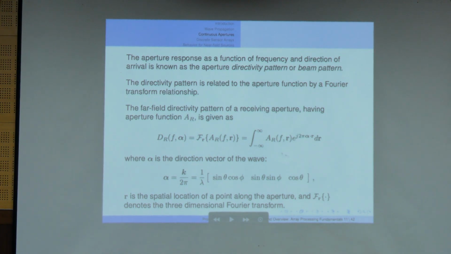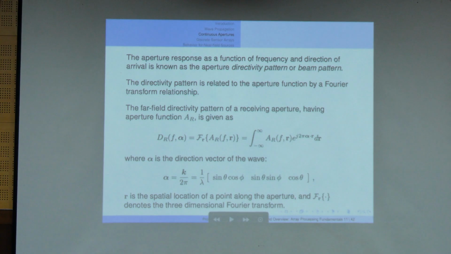Okay? And alpha is normalized: we take the wave number vector and divide it by 2 pi. So it's 1 over lambda, and this is the direction. Okay? So we defined the relation between the aperture function and the directivity pattern. This is called the directivity pattern, and it's actually the far field directivity pattern because we measure here the response to a monochromatic far field, because we see here a plane wave.